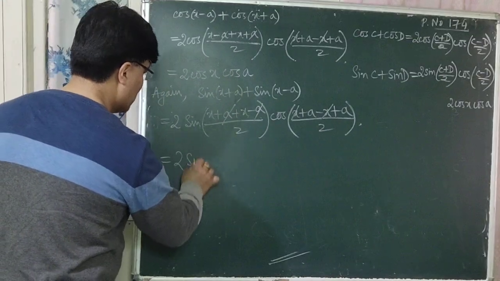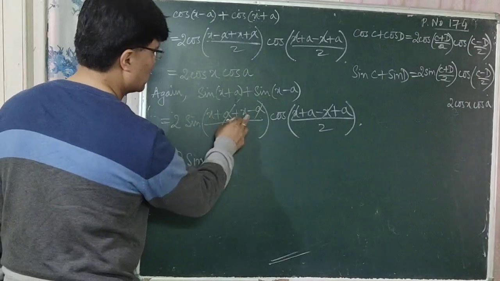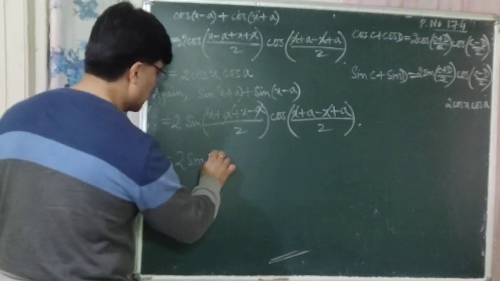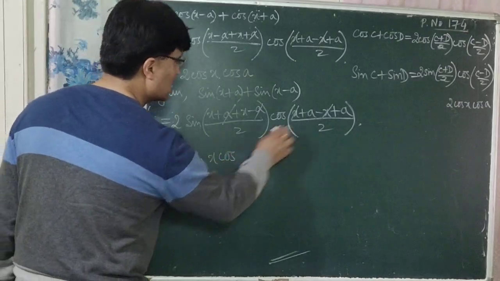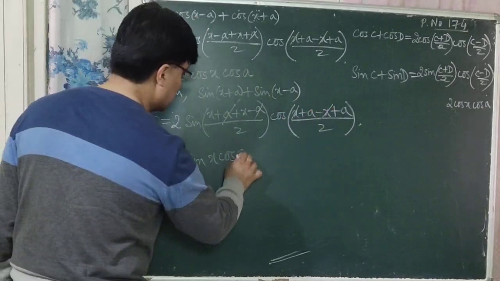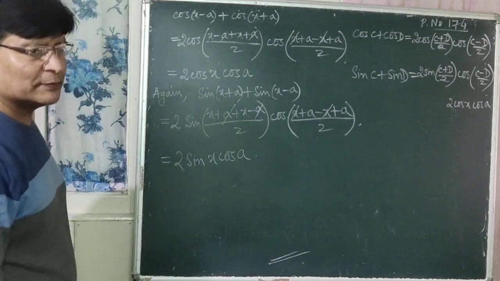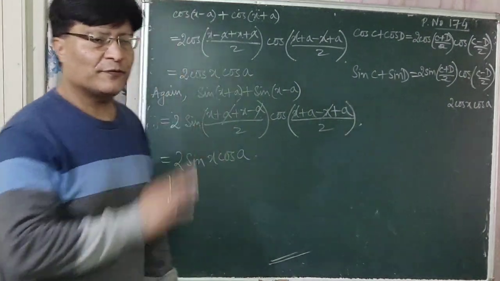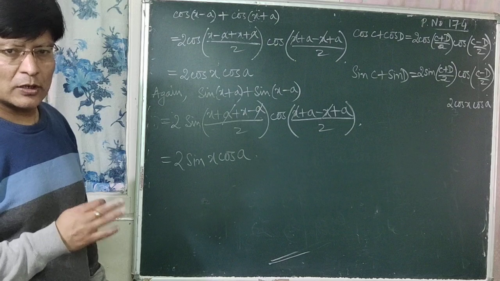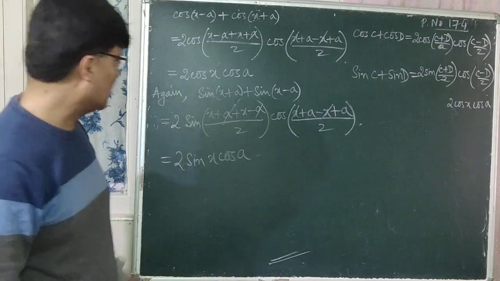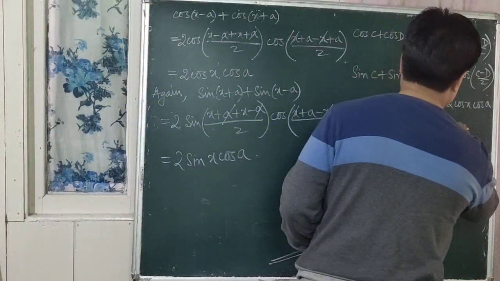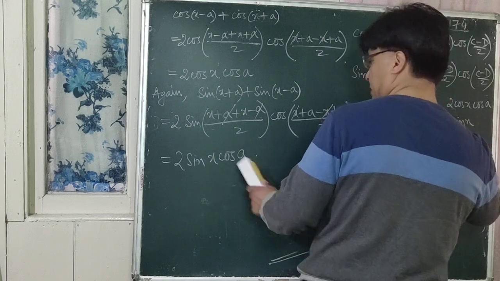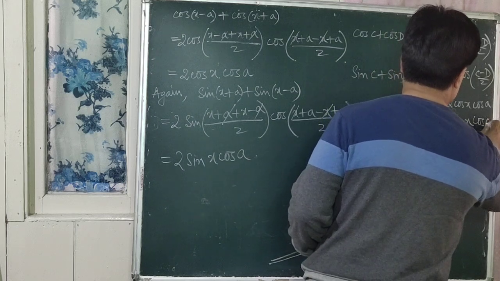So what do we get? 2 sine of (x plus x) 2x divided by 2, the 2 cancels, x. Cos of (a plus a) 2a divided by 2, that is a. That means the second element of the first column of the given determinant becomes 2 sin x cos a. 2 sin x and then it is cos a.